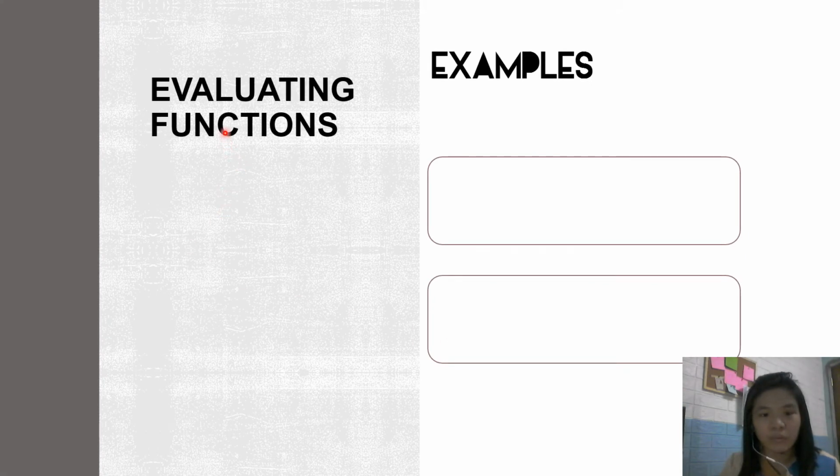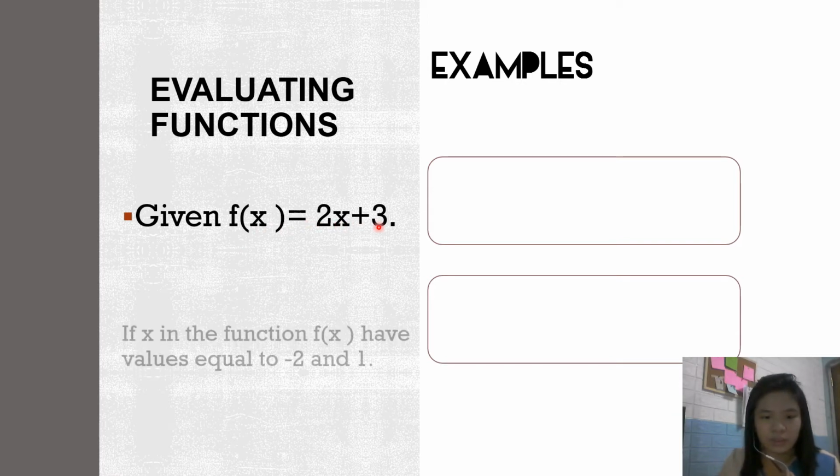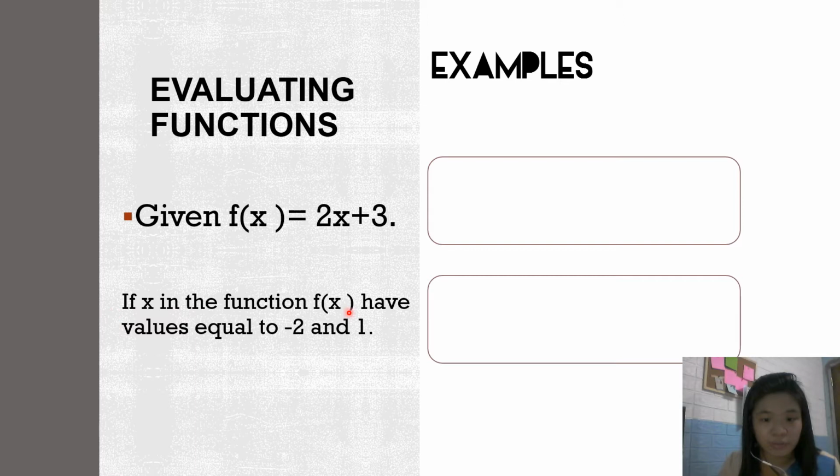Let us now move on to evaluating functions. First, we have a given function notation: f of x is equal to 2x plus 3. If x in the function f of x has values equal to -2 and 1, let's evaluate. We are asked to evaluate the given function notation using the values -2 and 1. First, let's do -2. We substitute the value of x in the given notation by -2.